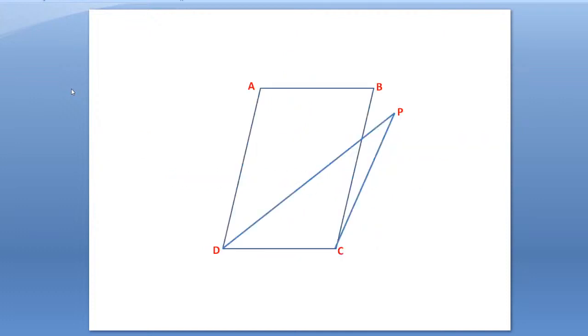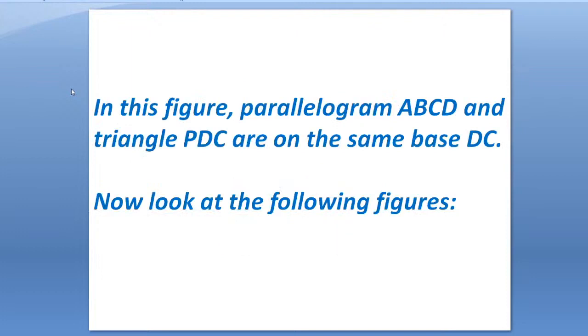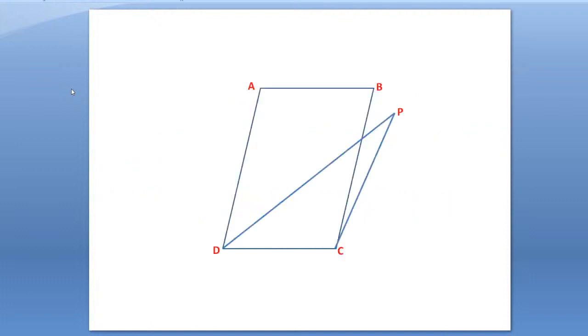Now parallelogram and triangle. Parallelogram is ABCD, triangle is PCD or PDC. Clearly, DC is the common side. So in this figure, parallelogram ABCD and triangle PDC are on the same base DC or common side DC.